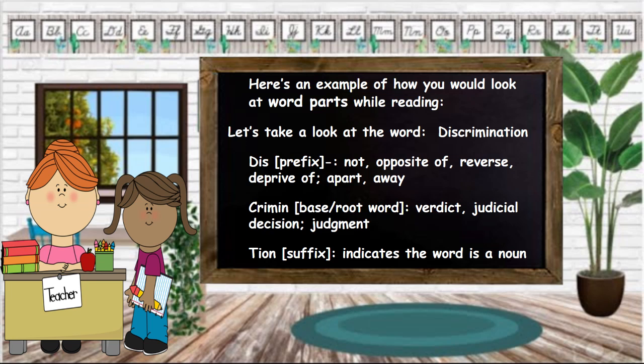Let's take a look at the word discrimination. Dis is a prefix. It means not, opposite of, reverse, deprive of, apart, away. Crimen is the base or root word. It means verdict, judicial decision, judgment. Shun is a suffix. It indicates the word is a noun.